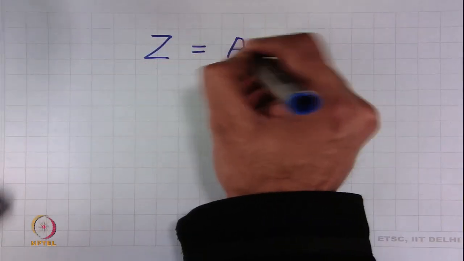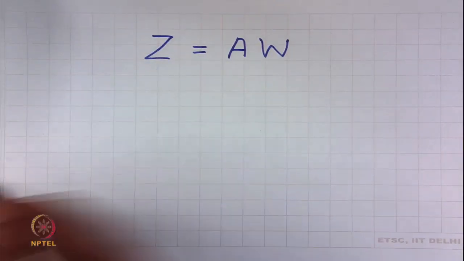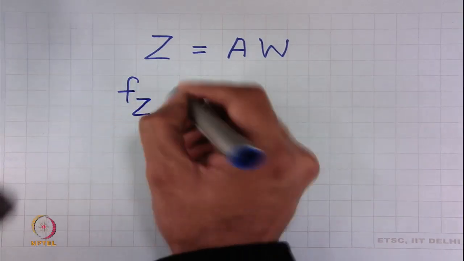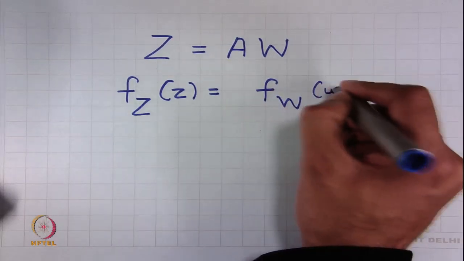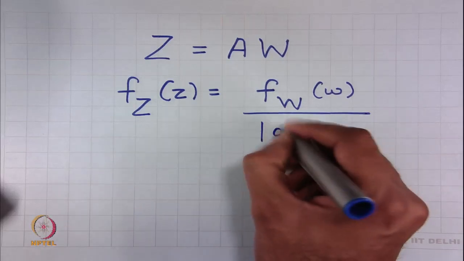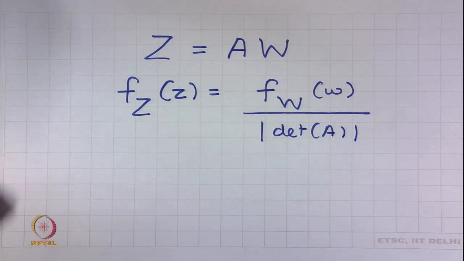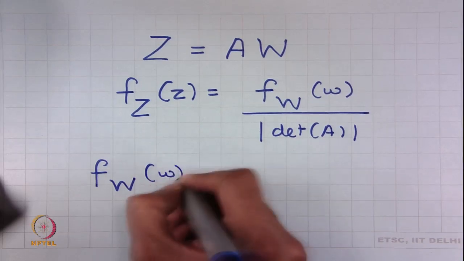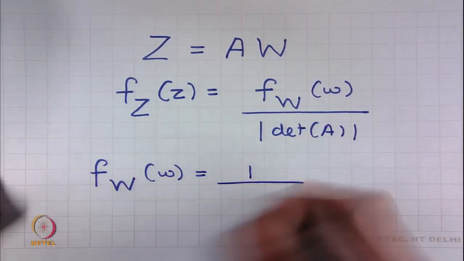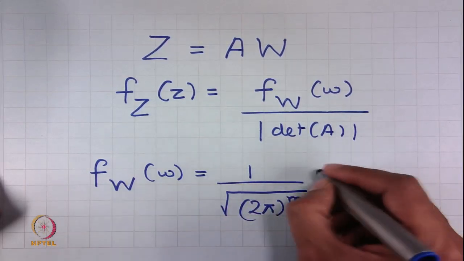So, first key equation is Z is A times W, and the probability density function of random vector Z is the probability density function of random vector W divided by mod of determinant of A. Okay. And we have already derived the probability density function of this random vector W. So, the probability density function of random vector W, this is also what we derived in the last lecture, is this thing.